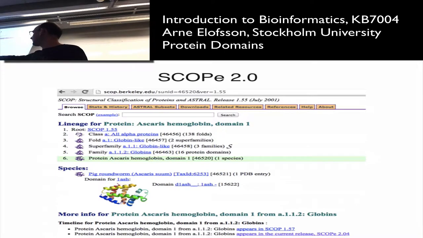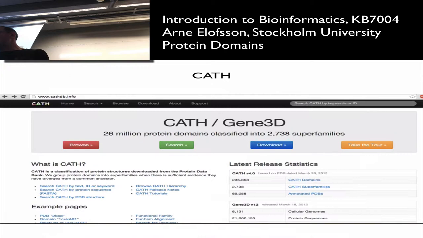And this got two seems to be basically automatic, so it's much faster and it keeps up to date. Quite soon after that, there was a release of a competitor, also in England. That's CATH, by Christine Orengo and co-workers. CATH was developed to be semi-manual, semi-automatic. Still, there is a manual component.